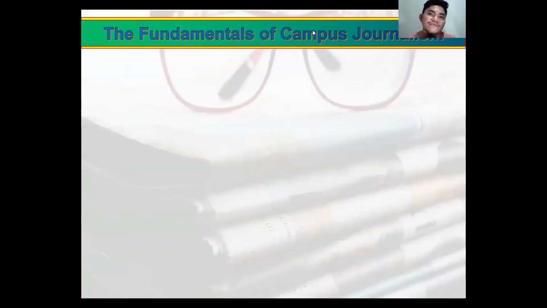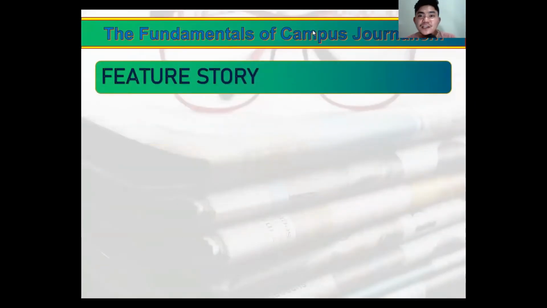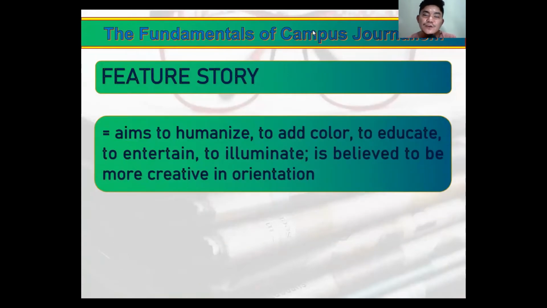Okay, now let's have the next one. This is feature story. Aims to humanize, to add color, to educate, to entertain, to illuminate, and is believed to be more creative in orientation. Now, it is presented this way: first news, now followed by feature, to differentiate the two. Because as I said, in news writing, you're supposed to present facts as straight as possible. This one is more on the creative part.